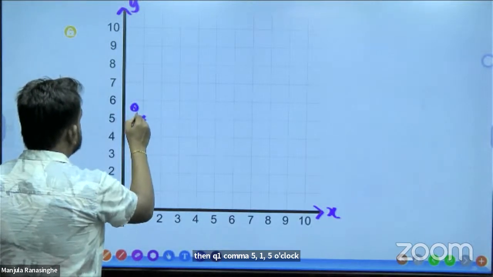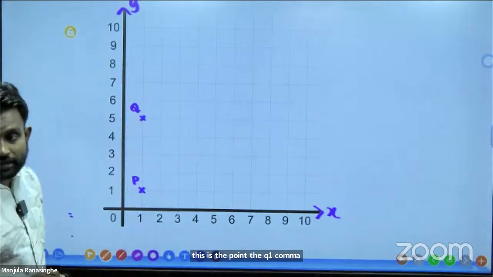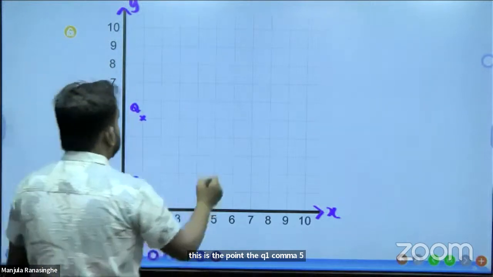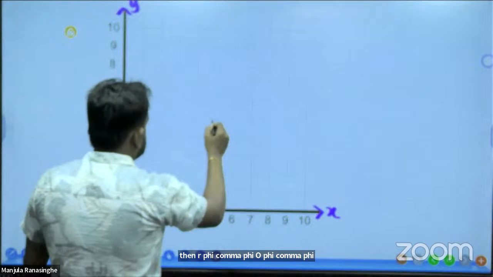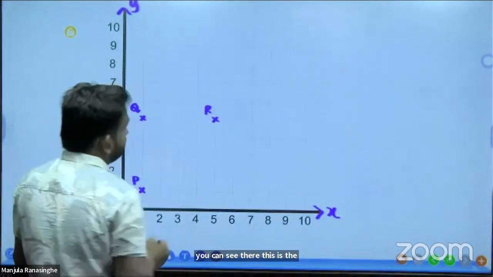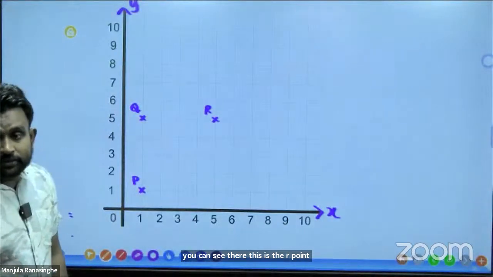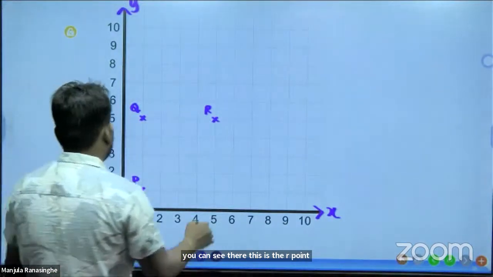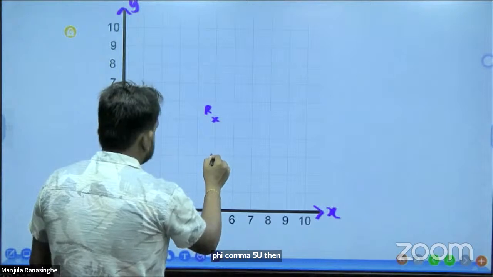The Q is 1 comma 5. Then R is 5 comma 5, you can see there. This is the R point, 5 comma 5. Then S is 5 comma 3. This is the S, right?